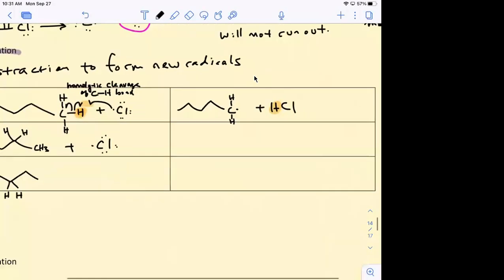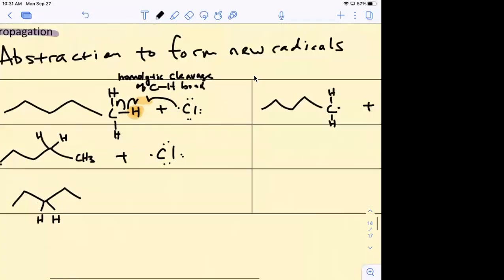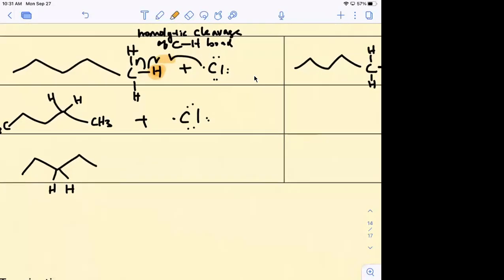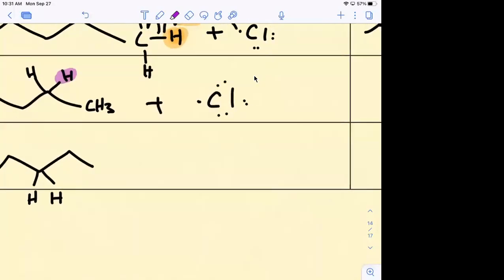All right. So let's go back to here. What color did I make that? Purple. So now we're taking this hydrogen with a chlorine radical. What's that going to look like? Is it going to be different?